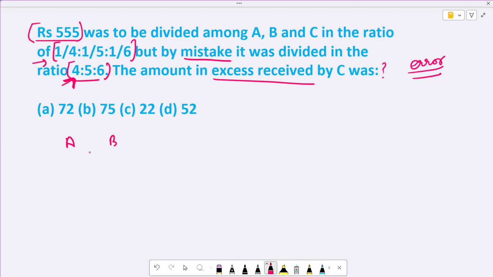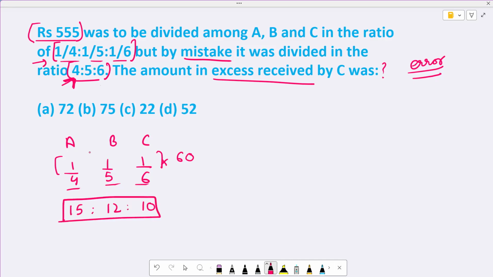So we'll write here A, B, and C. And here first we'll write the correct ratio because we need to convert them as well. As we have seen in the previous questions, we need to convert the fractions into simpler forms for easier calculation and better solving. So we'll multiply them by their LCM. We have been doing this method for a long time now. The LCM of these denominators is 60. On multiplying them, we get here 1, 5, we get here 12, and we get here 10. So this is the correct ratio that should have been used while distributing 555 rupees among A, B, and C.